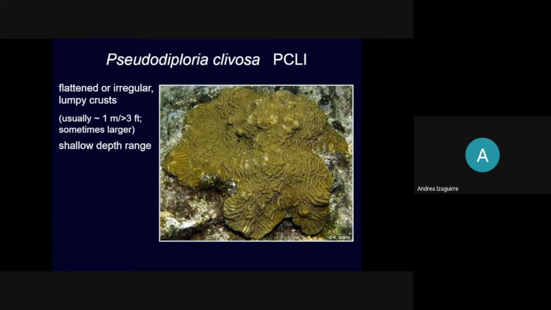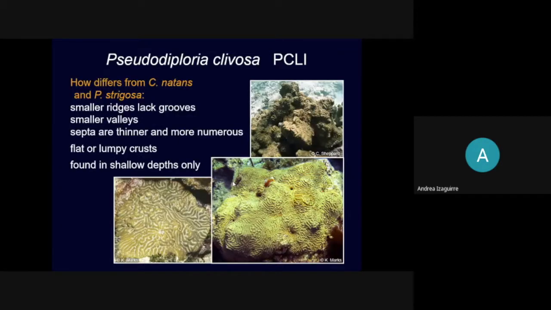So they are very distinct. I don't think it would be easy to confuse them with the other ones, and it also has a very distinct coloration, as you can see in all of these pictures. It's very brown, or sometimes kind of yellow, but mostly just a very dull brown color.